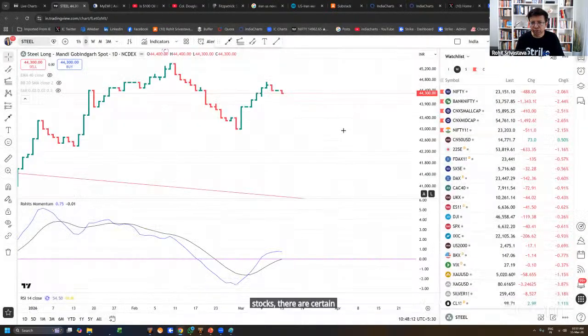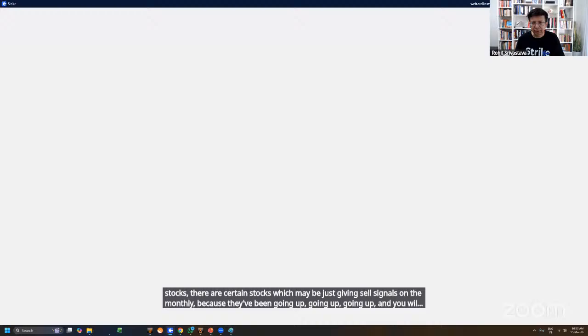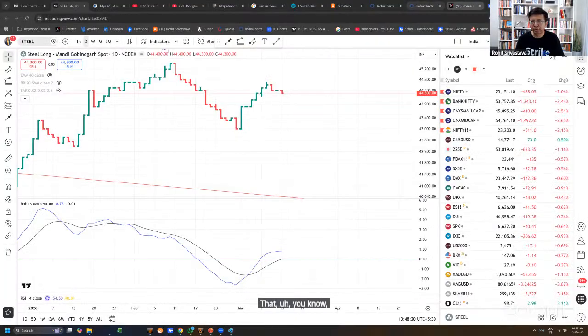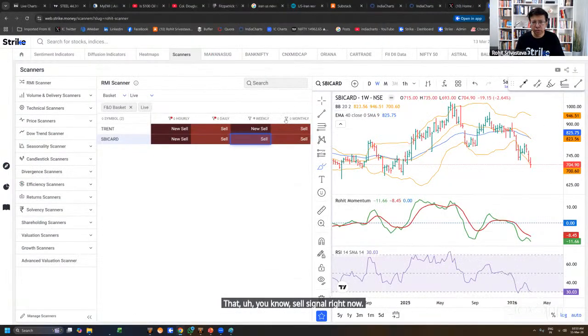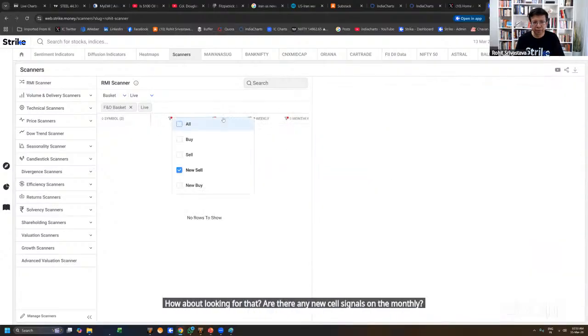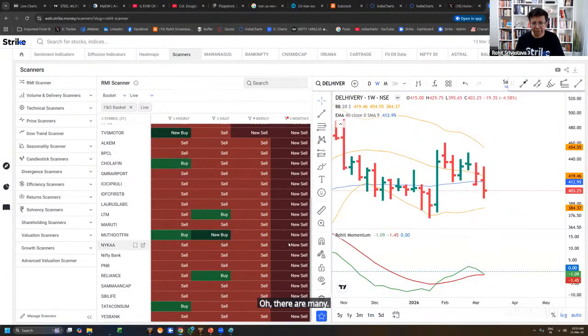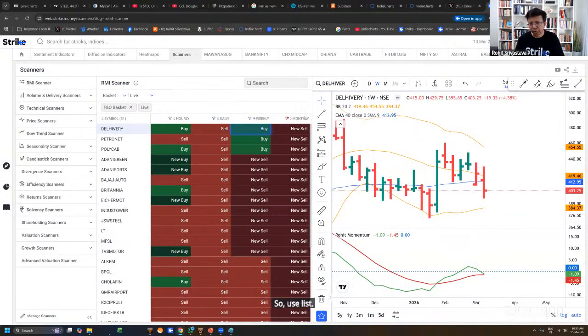There are certain stocks which may be just giving sell signals on the monthly, because they've been going up, going up, going up, and you will get that sell signal right now. How about looking for that? Are there any new sell signals on the monthly? Let's remove everything else. Oh, there are many. It's a huge list. Now, of course, we don't have quarterly here. Later, we can add that also.